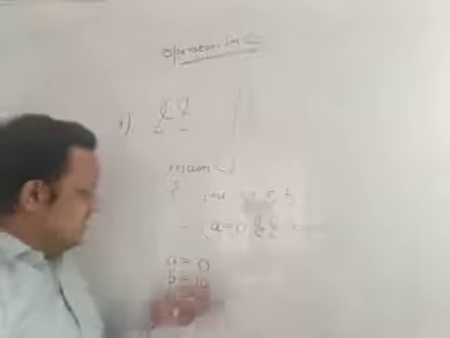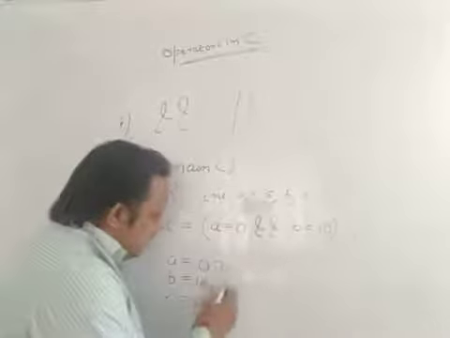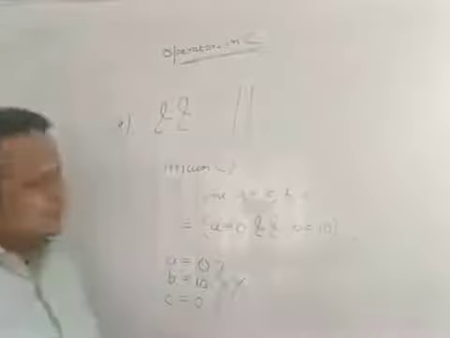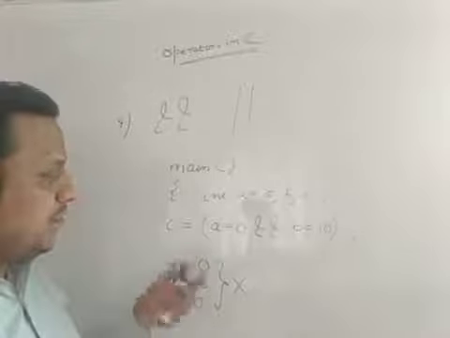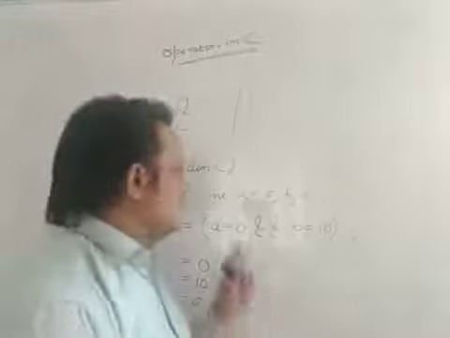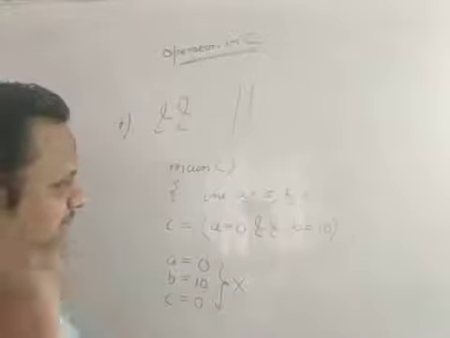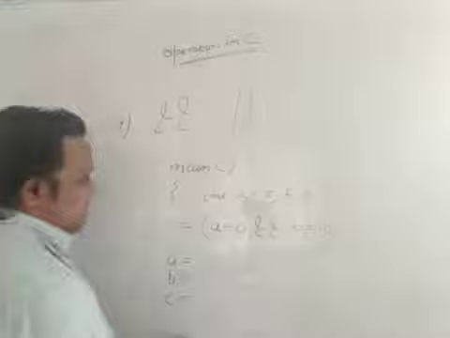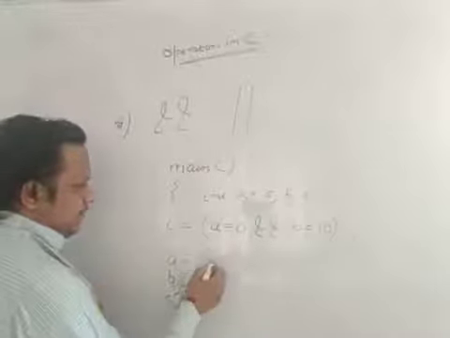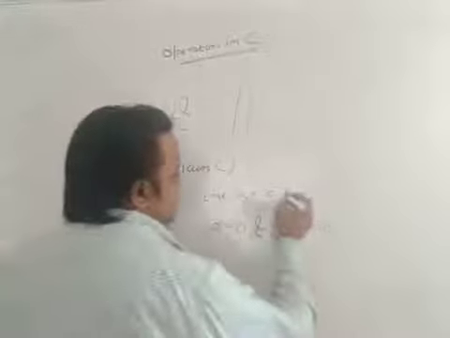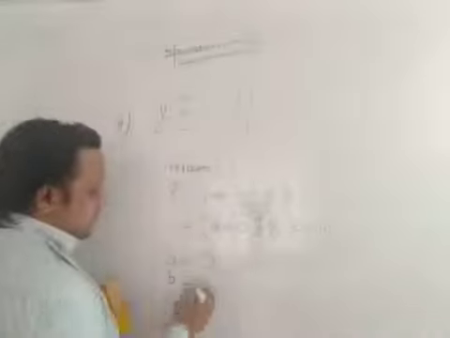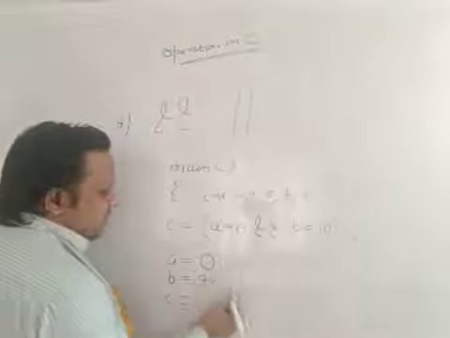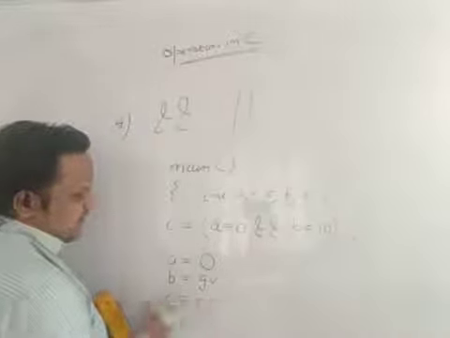Most of the students will say that the answer is 0, 10, 0. But guys, this is absolutely wrong. Here comes the actual concept, as far as programming is concerned, of logical AND. So what is the correct answer? The correct answer is that the value of a is 0. And since we have not assigned any value to b, the value of b is a garbage value. And the value of c is 0.